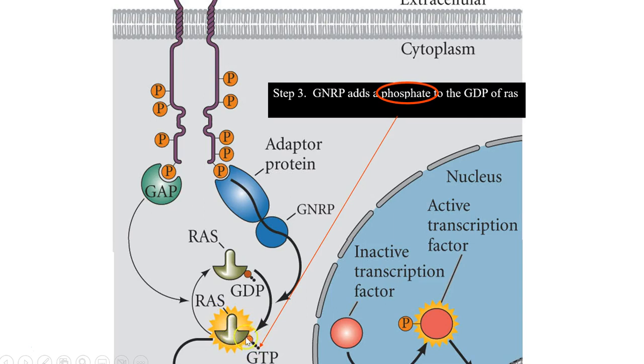And this is a molecule bound to a protein called RAS. So RAS, when it's bound by GTP, is on. RAS, when it's bound by GDP, is off. So the activation of our receptors by phosphorylation, which brings GNRP, then causes RAS GDP, which was off, to be turned on, now RAS GTP.